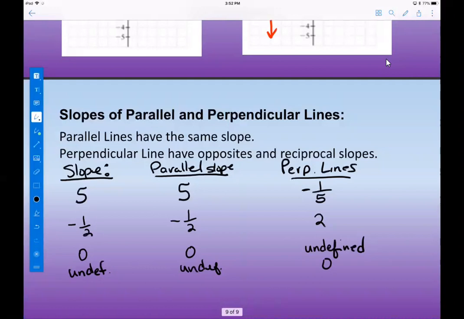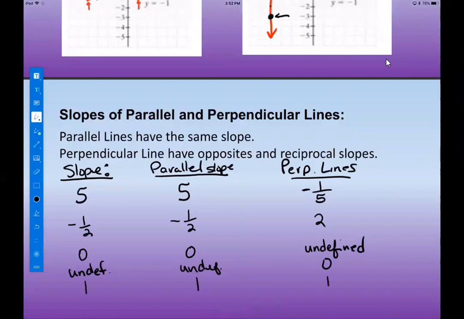And let's say the slope is 1. Then parallel is 1. Perpendicular, the reciprocal of 1 is just 1. So then the sign here, since it's positive, would have to be negative.